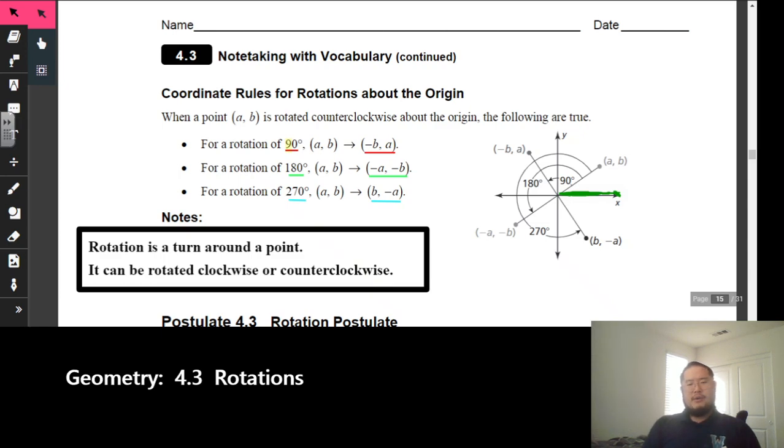So it says for a 90-degree rotation, we switch A and B, and then we take negative B, the opposite of B. For a 180-degree rotation, you just take the opposite of A and B. And then for 270, once again, you switch; however, you only take the opposite of A. So make sure you know your rules and remember your coordinate rules for rotation, and that'll make this section go by pretty easily.